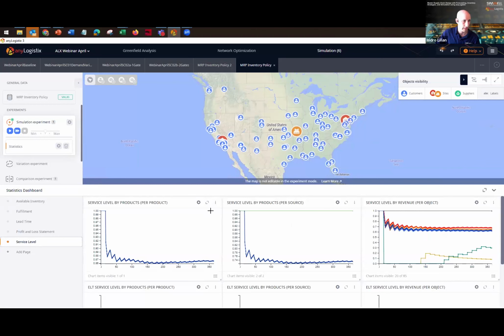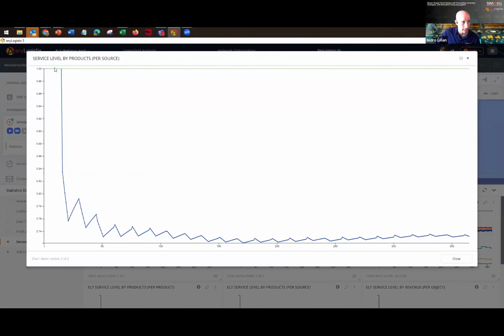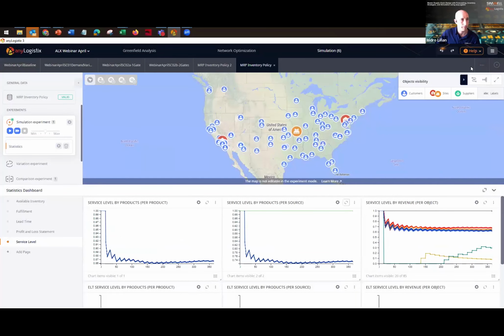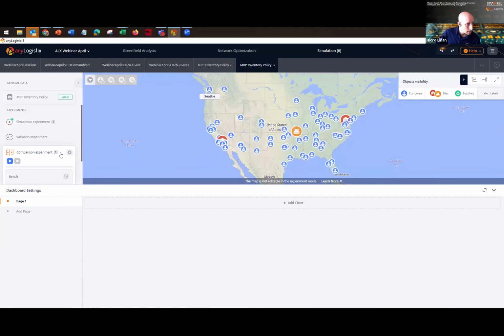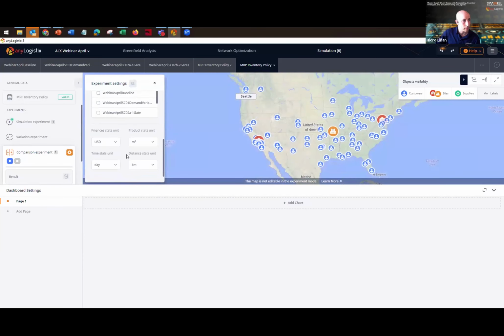Okay, we're going to have the service levels here. We're going to stay at 1 here. You see here, our warehouse in Lancaster, since we use the MRP policy, is going to increase to 1. And then we want to compare these two scenarios. We can do a comparison experiment in which we'll compare both of them, right? So I'm going to compare here the inventory with the MRP against the one without the MRP function.